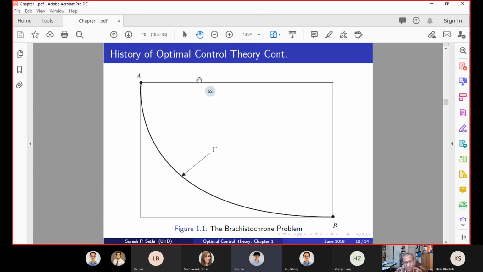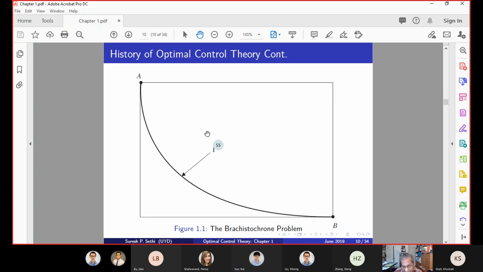So here's the problem of the brachistochrone. The brachistochrone problem is like this. Suppose I give you a bead. There's a bead sitting here at A, and I give you a wire. The wire has to go from A to B, and the bead will slide along the wire to B. So for example, I can bend the wire like this. That is one trajectory, right? And the bead will slide along that wire.